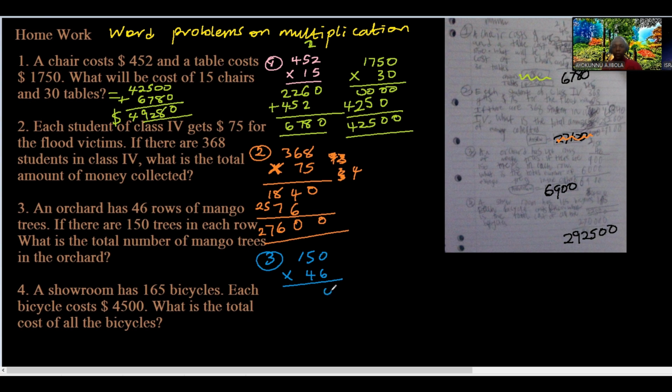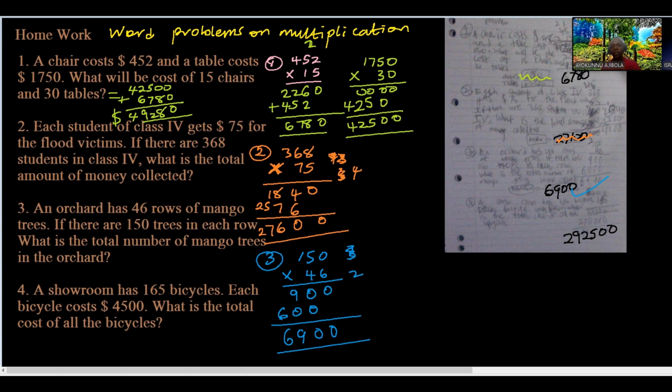So 6 times 0 is 0. 6 times 5 is 30. 6 times 1 is 6 plus 3, that's 9. And 4 times 0 is 0. So 4 times 5 is 20. Give 2. 4 times 1 is 4 plus 2 is 6. So this is 0, 0, 9, 6, 9. So the answer is correct for this one.